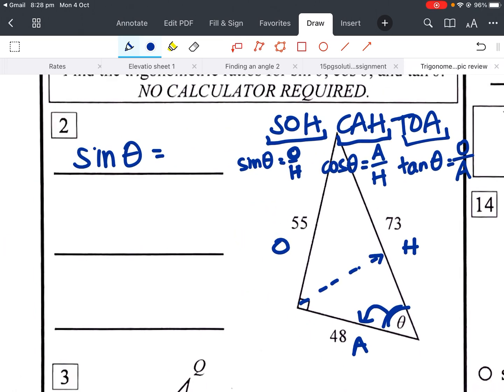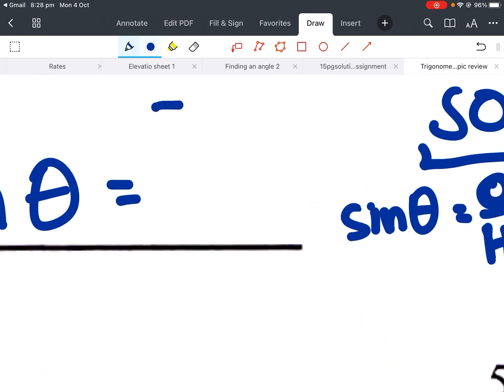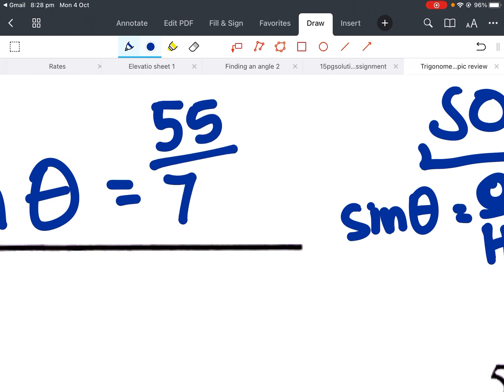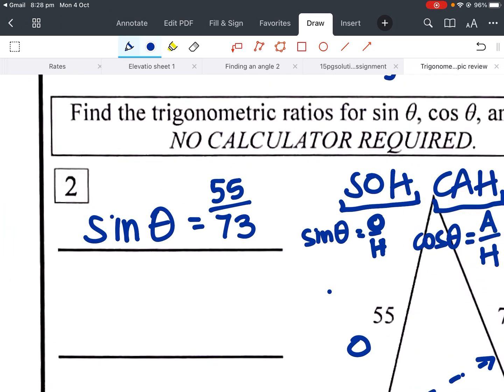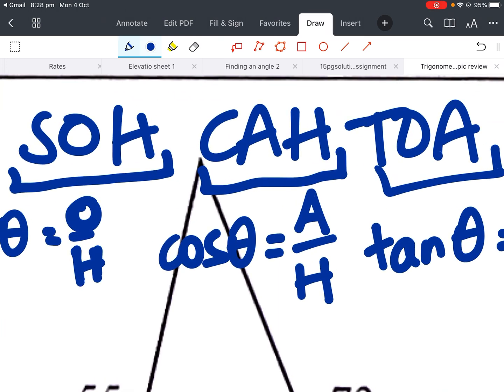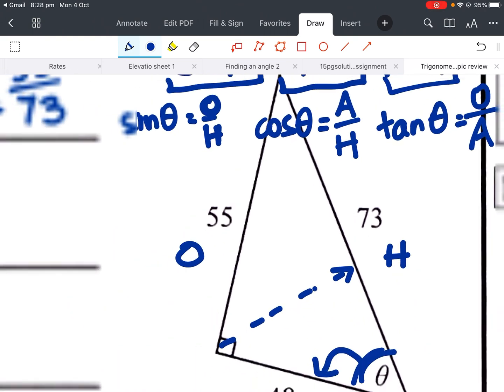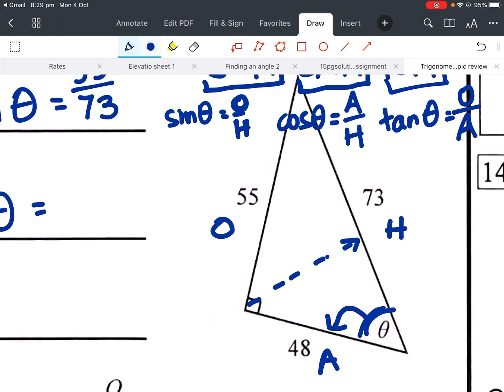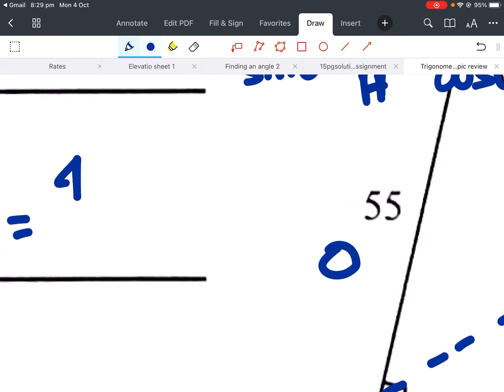So what's the number on O? Hopefully you said 55. What's the number on H? Hopefully you said 73. So all you've got to do here is 55 over 73. So we're just doing the first step of each of these formulas. We're not going any further just yet. Okay? So let's do the same thing now with cos. Cos theta equals adjacent over hypotenuse. Okay, so adjacent is 48, hypotenuse is 73, so I would put 48 over 73.